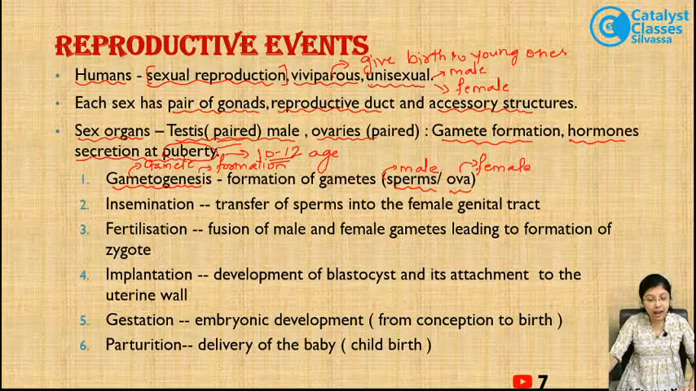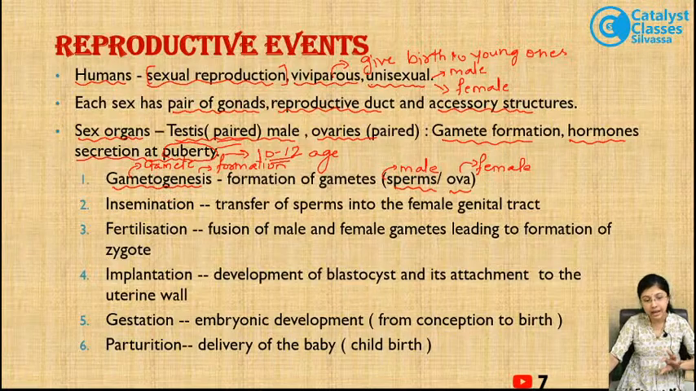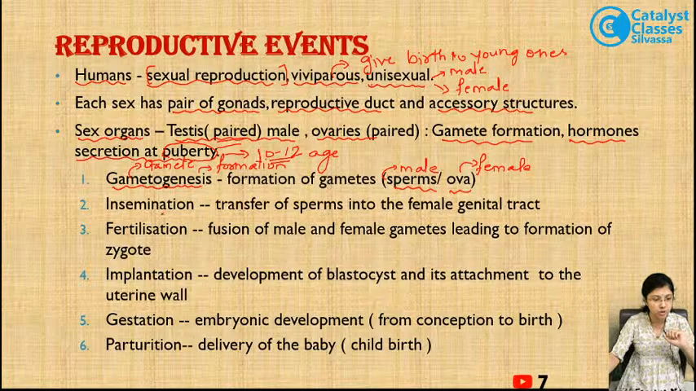So once the gametes have been formed, now the male gamete has to reach the female gamete, where the fusion of both the gametes will take place, right?